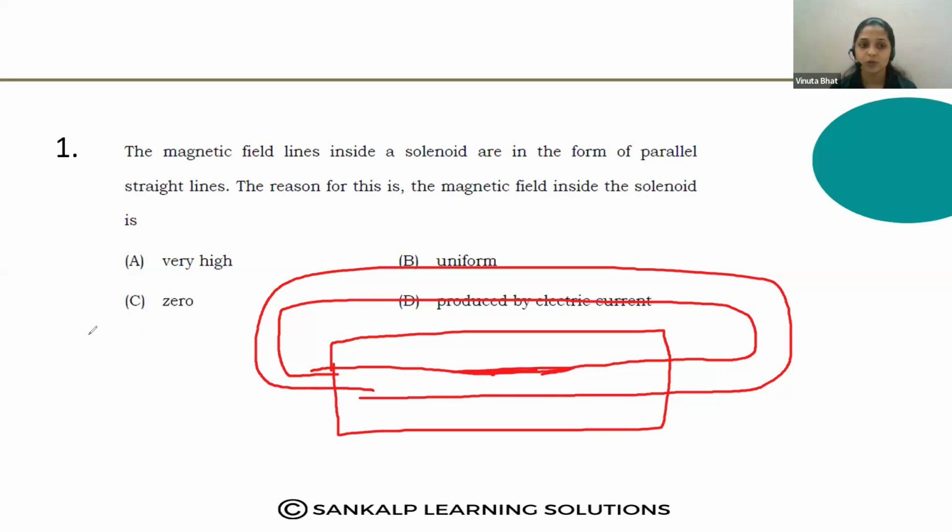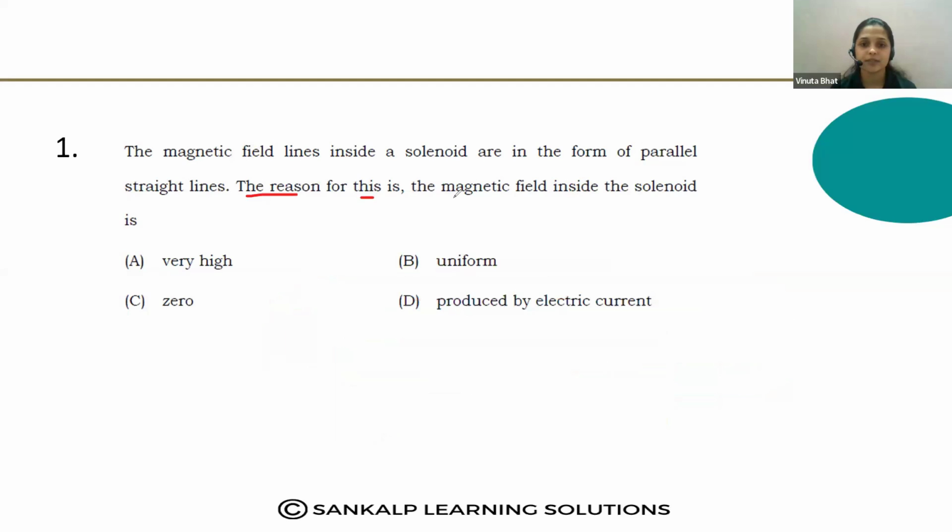So here also in the solenoid, the reason for this: the magnetic field inside the solenoid is very high, uniform, zero, or produced by electric current? The magnetic field inside the solenoid is uniform. So it is not very high, it is not zero, and it is not produced by electric current. The correct answer is option B.